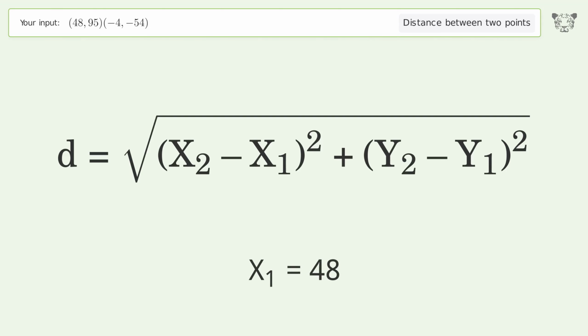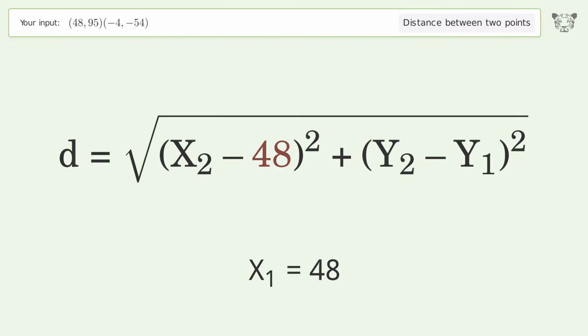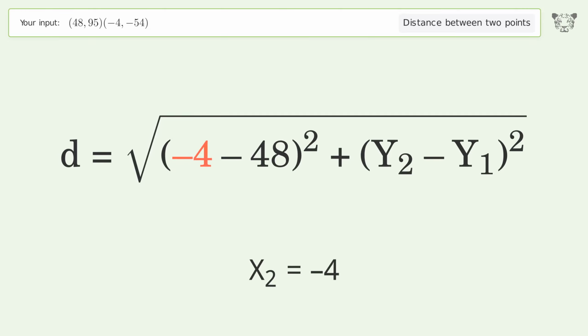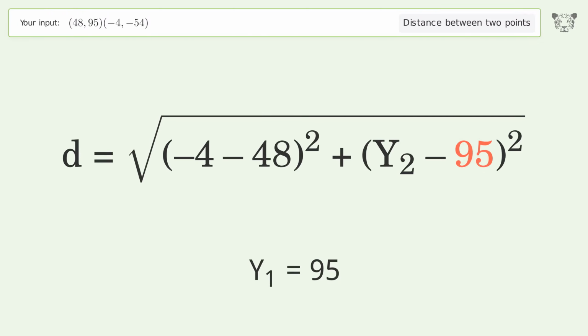x1 equals 48. x2 equals -4. y1 equals 95. y2 equals -54.